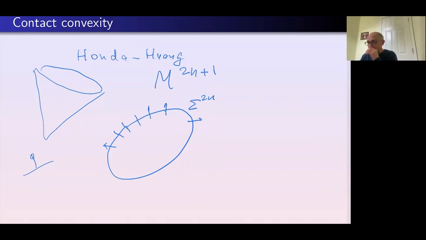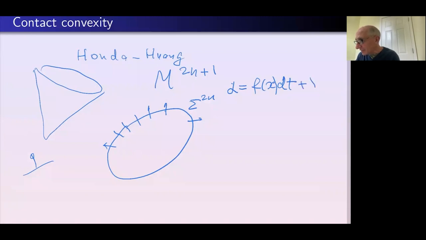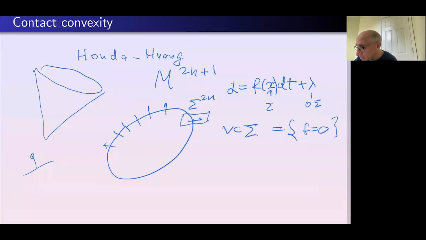So this invariance condition just means that you can always pick a contact form which can be written as follows: some function f on the surface times dt, where t is the flow coordinate along this vector field, the transverse coordinate, plus lambda, which is again a one-form on sigma, where x is a point on sigma. So you can always write a contact form locally in this form. And there is some set, let's call it V inside sigma, which is the zero set of f. Geometrically, it is precisely where our contact structure is tangent to the d/dt direction, to our contact vector field.